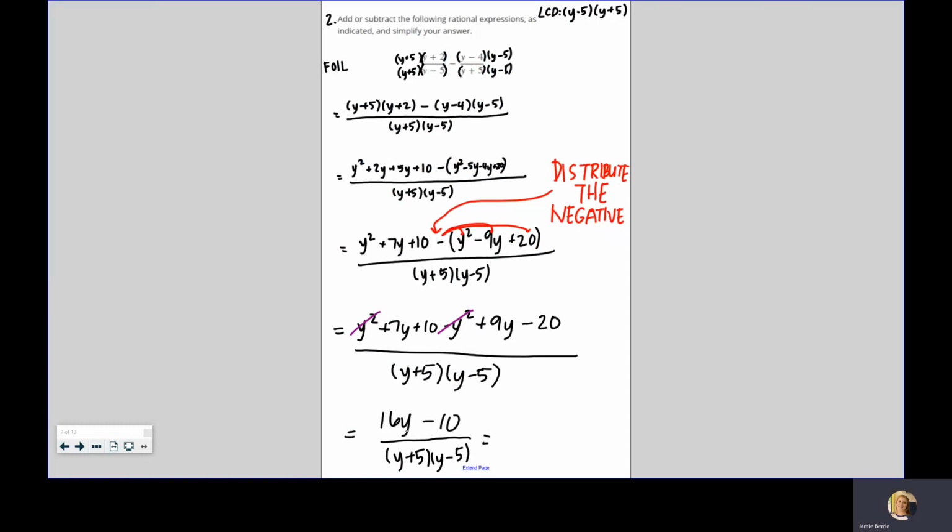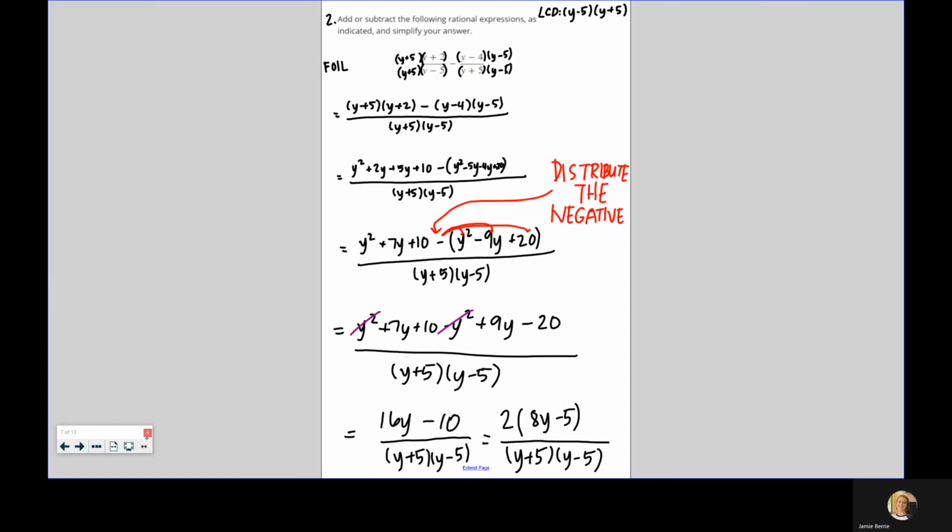The last thing that I see that you could do here is pull out a common factor out of the top. 16 and 10 have a common factor of 2. So you could pull a 2 out of the top. So that'd be 8y minus 5. It doesn't really help us cancel anything, but it is now simplified completely.